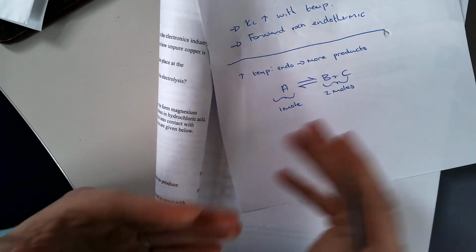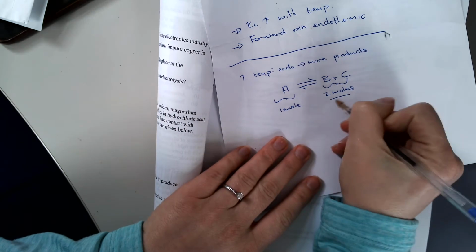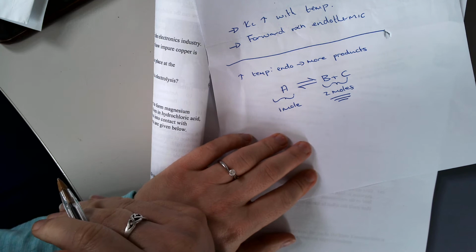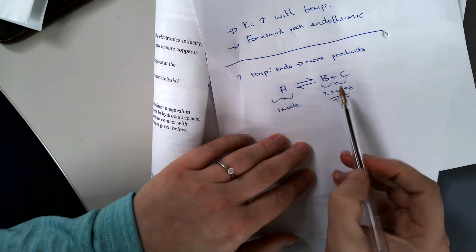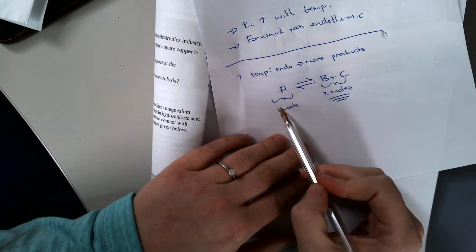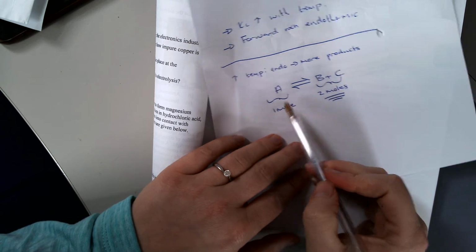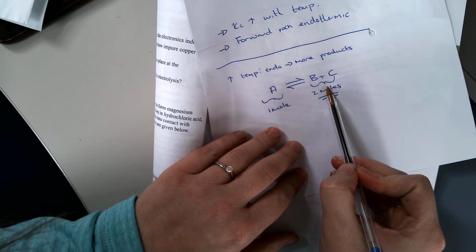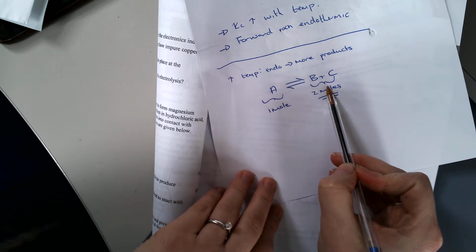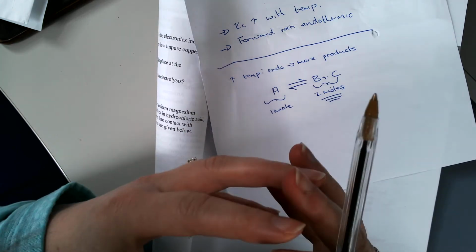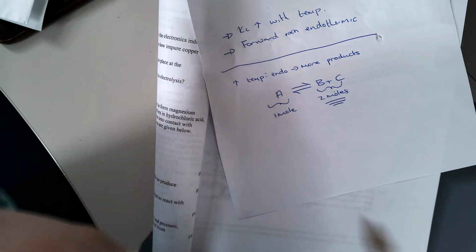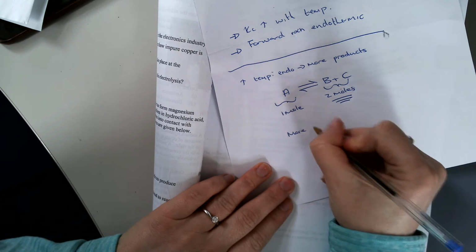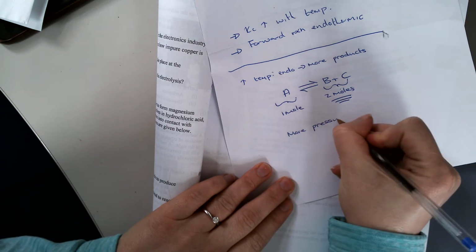Increasing the temperature, I've already found, brings my equilibrium to the product side. So what we have to look at now is, are B and C under more pressure than A? And if we look, because I have 2 moles of gas on my right hand side, there's more of them, so they're going to be under more pressure. So you're going to have more pressure when you increase the temperature.